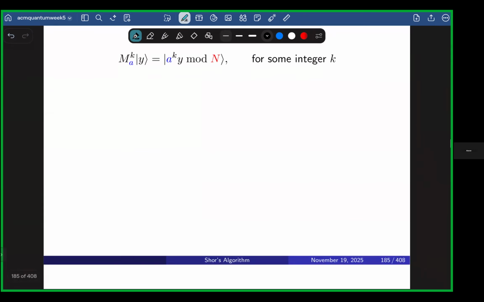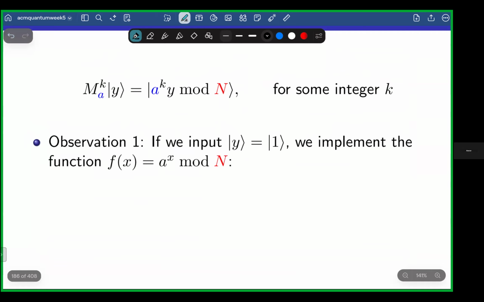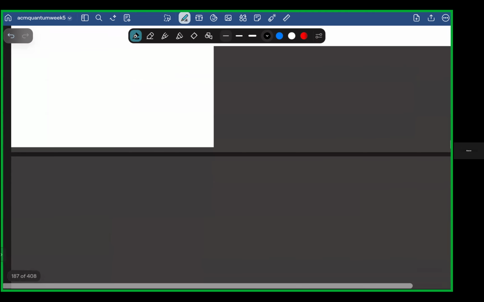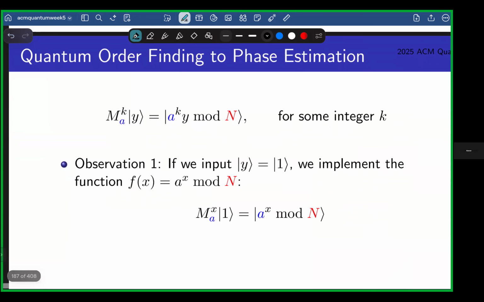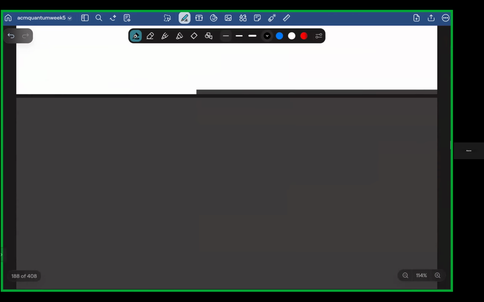Here's that definition again. Let's observe if we input y equals 1. I actually changed x to y, so be wary of that, because another x is going to show up. If we put this ket to be 1, then we actually implement the function that we said was periodic with period r. Makes sense? Oh yeah, we take it to the x power because we want a to the x.